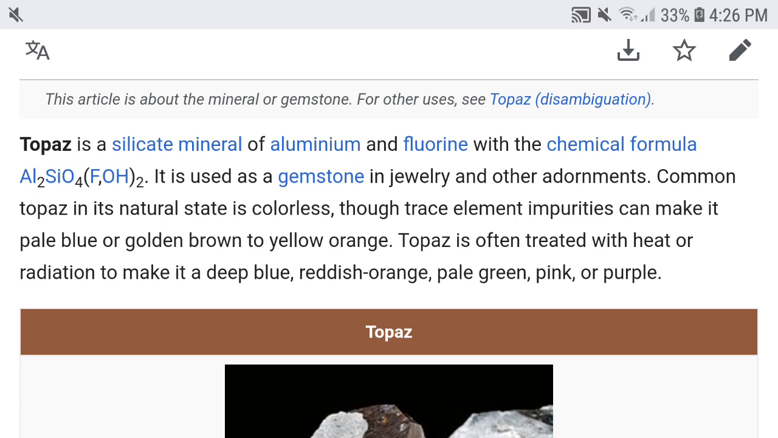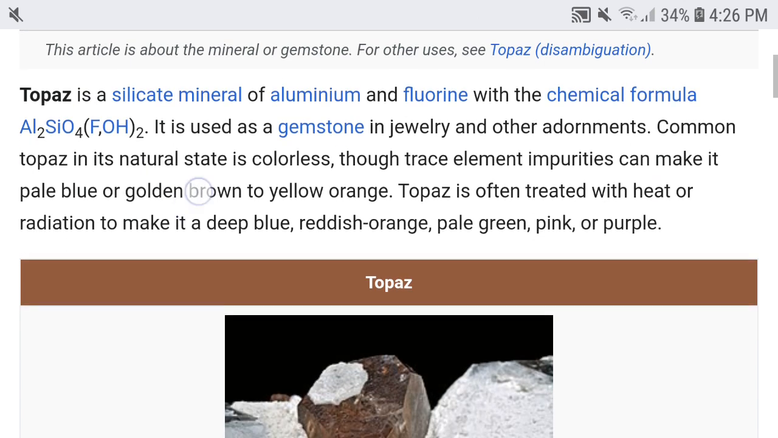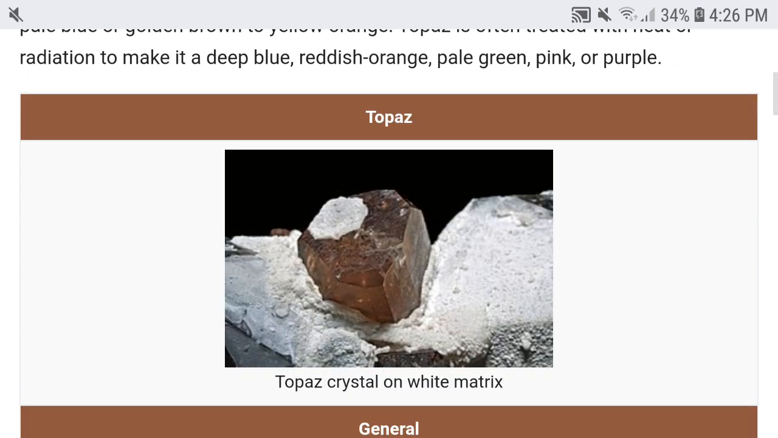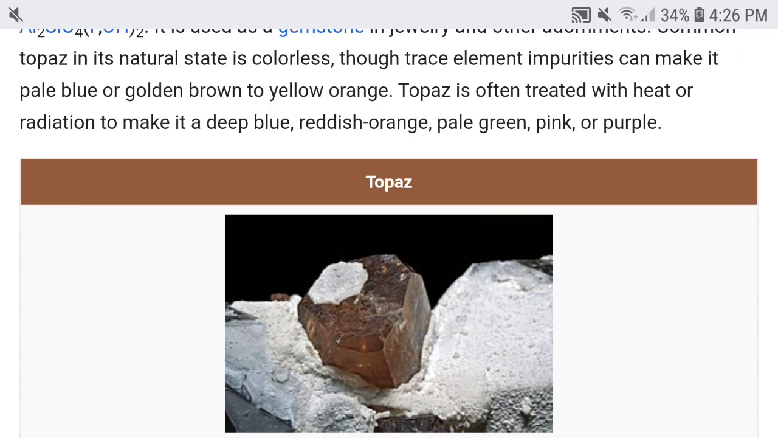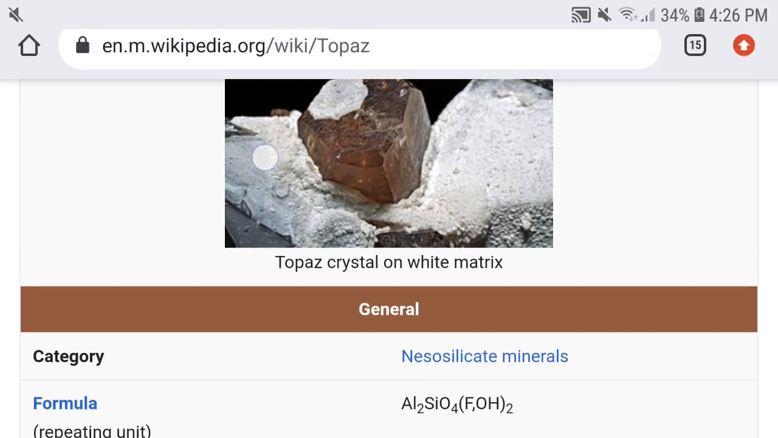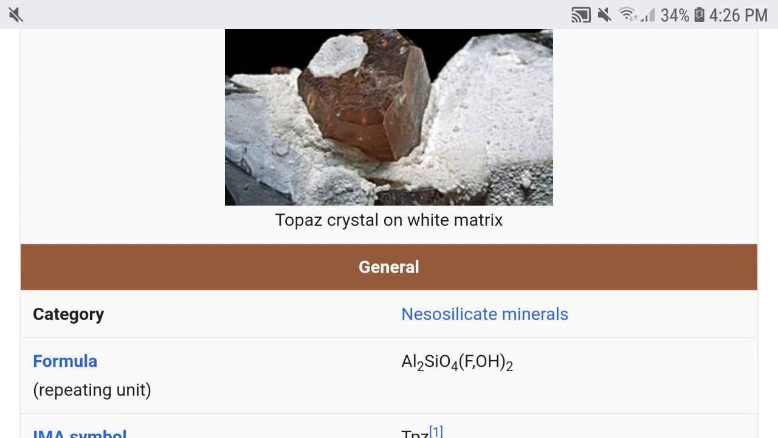It is used as a gemstone in jewelry and other adornments. Topaz in its natural state is colorless, though trace element impurities can make it pale blue or golden brown to yellow orange. Topaz is often treated with heat or radiation to make it a deep blue, reddish orange, pale green, pink, or purple. So you modify it with heat or radiation. Topaz crystal on white matrix. Also this one on the white rock or matrix.